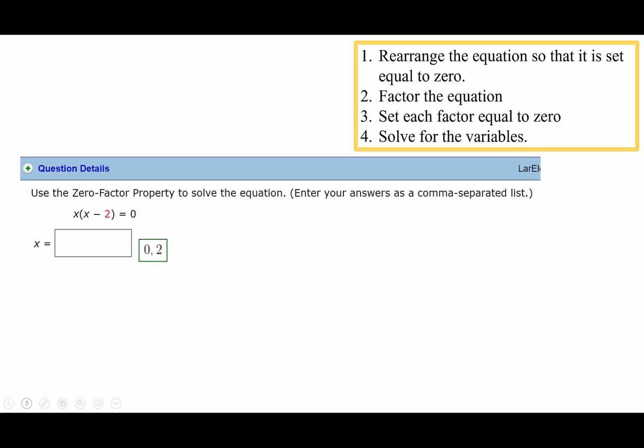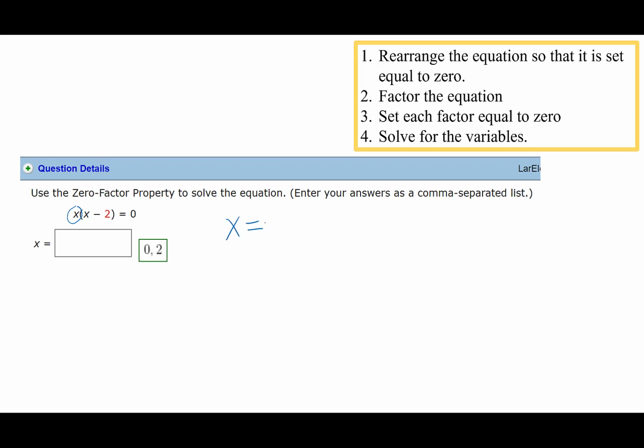Okay, next. Instructions are the same. Use the zero factor property to solve this equation, and well, I have the answer already on the screen for you, but no problem. Let me just show you how it became 0 and 2. This has already been factored for you. Even though this one factor is only an x on the outside of the other factor and it doesn't have its own set of parentheses, that's okay.